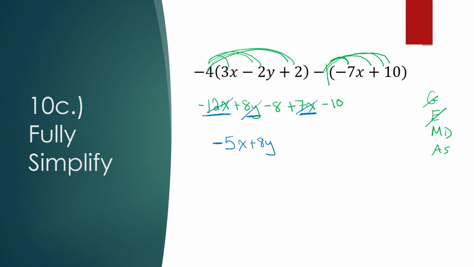And now I'm left with negative 8 minus 10. The signs are the same, so my answer is going to be negative. And I'm just headed further to the left of 0, so I get negative 18. And that is your final answer because those are not like terms, and as a result, I can't combine them any further.